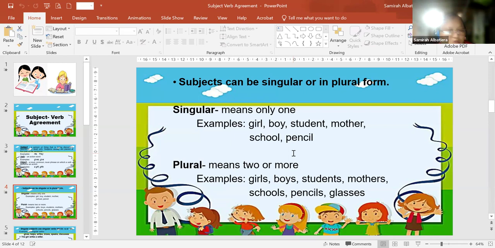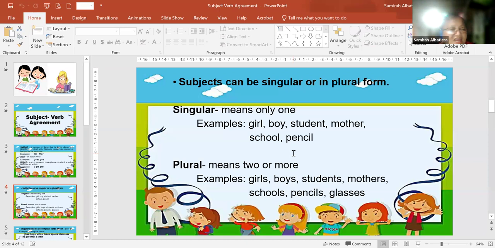But then again, if we talk about plural subject, what does it mean? We are talking about two or more. Very good. What are the examples? Look at the slides again. Girls. Boys. Students. What else? Mothers. Schools. Pencils. Glasses. Very good.